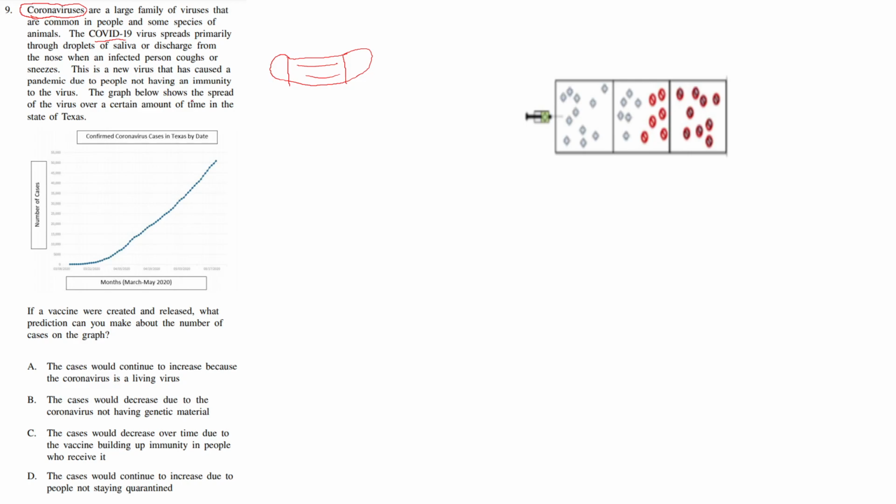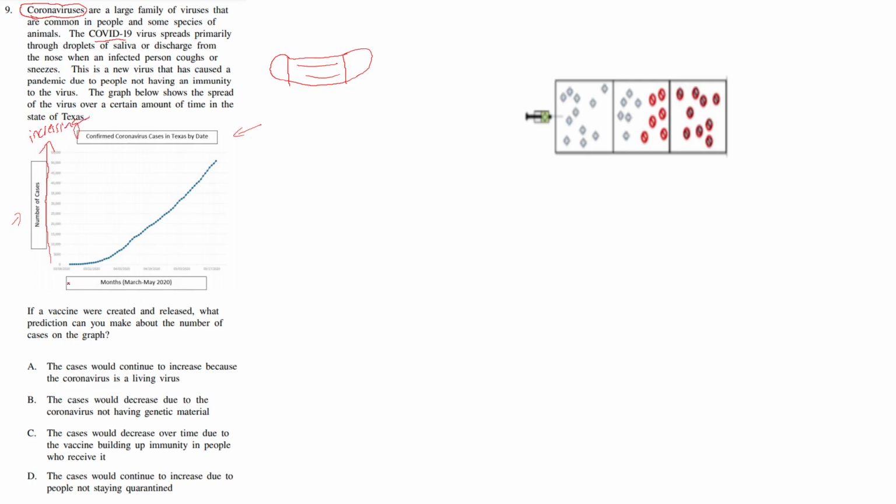The graph below shows the spread of the virus over a certain amount of time in the state of Texas. So let's analyze this graph. The first thing you want to look at is, what is the title of the graph? Confirmed coronavirus cases in Texas by date. This tells us what this graph is about, what it's going to measure. On the left-hand side, we have the number of cases. As we go up this way, the number of cases is increasing.